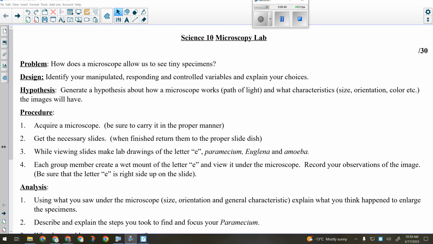For our design, the experiment is going to go like this. You are going to be looking at a letter E. You're going to make a wet mount of the letter E. You're going to look at an amoeba, a paramecium, and a euglena. So you have 4 different specimens that you are going to place under the microscope.